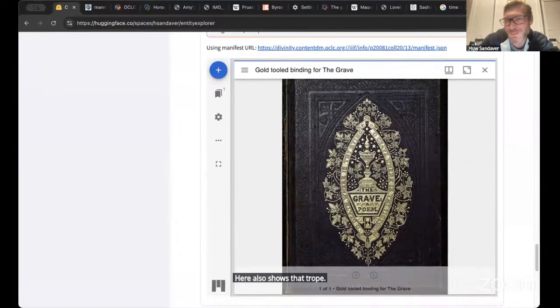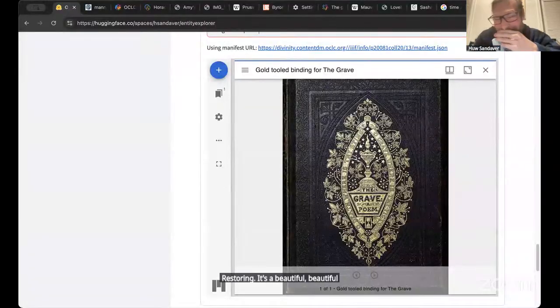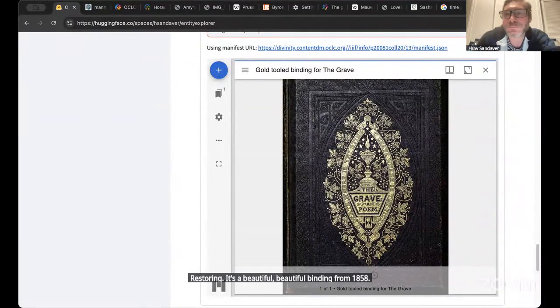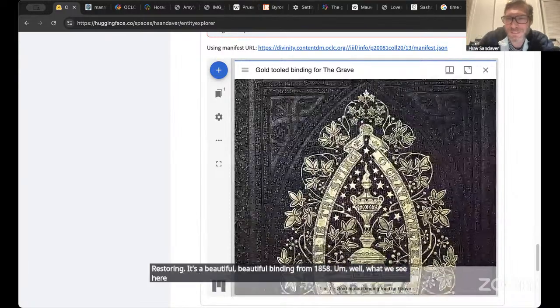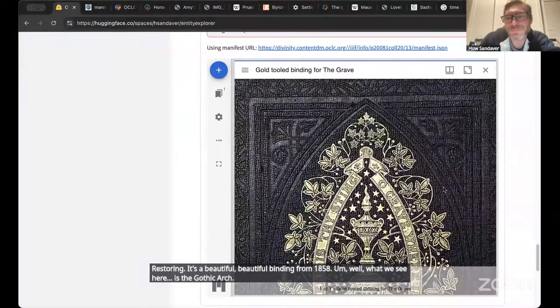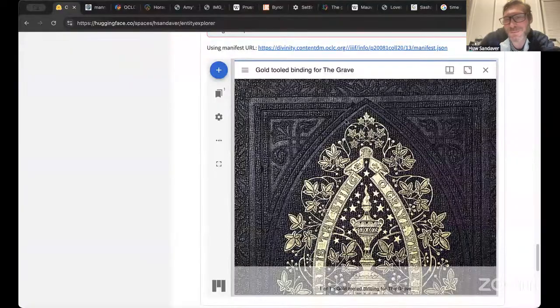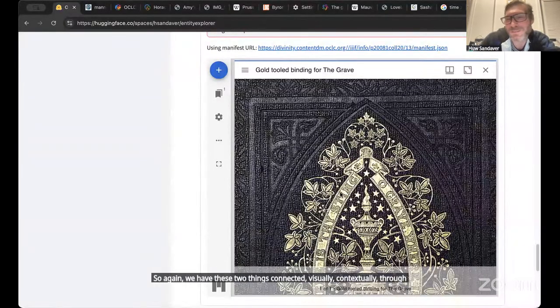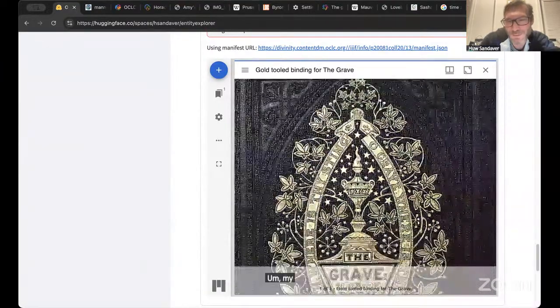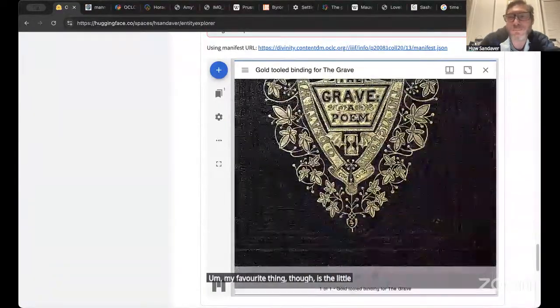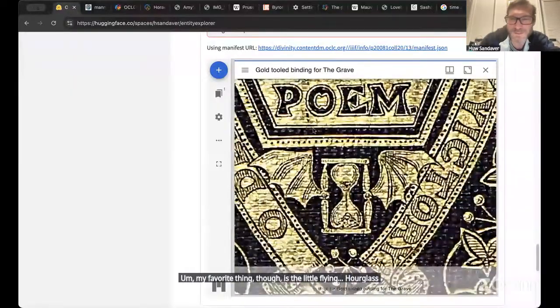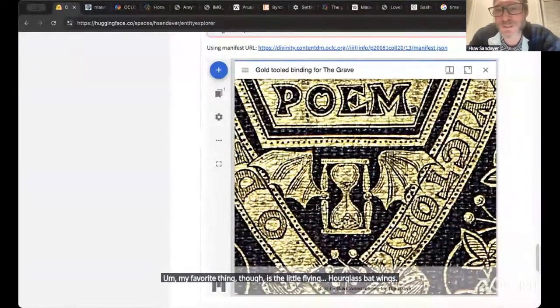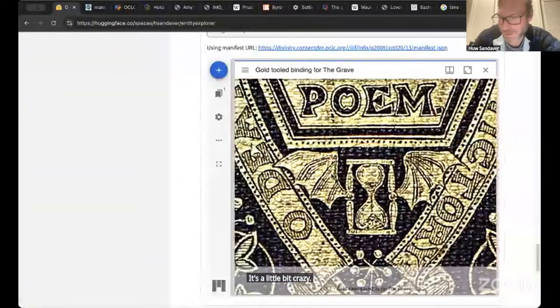So this is something I spent quite a lot of time working with, restoring. It's a beautiful, beautiful binding from 1858. Well, what we see here is the Gothic arch. So again, we have these two things connected visually, contextually through the data. My favorite thing though is the little flying hourglass bat wings. A little bit crazy, very Gothic.